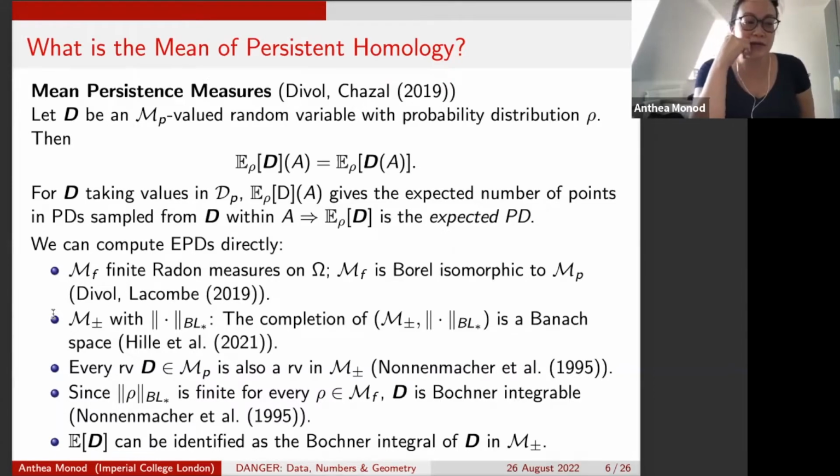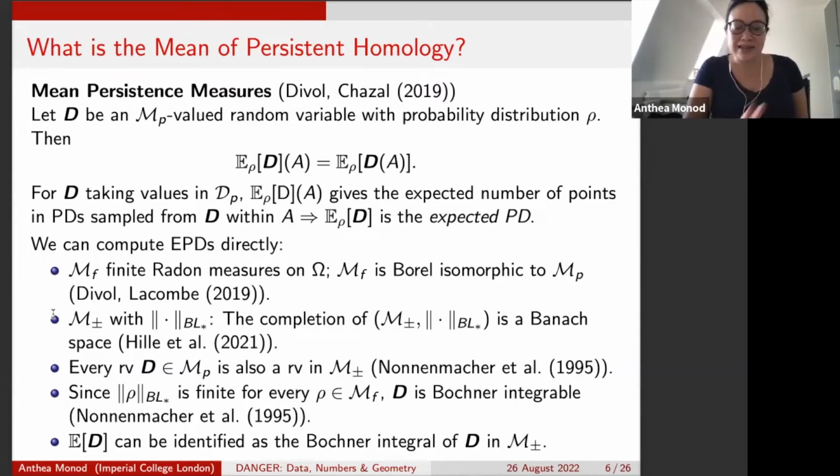This is done in a very natural way, right? This is defined like in classical statistics, where we define the expectation of our persistence-measure-valued random variable with a probability distribution. So this is a very familiar probabilistic definition of expectation.